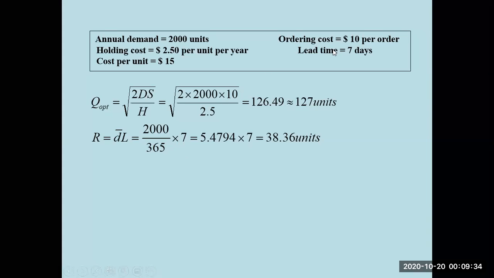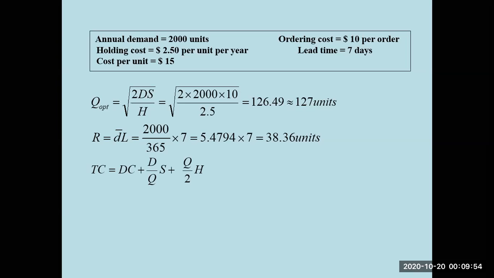And times lead time 7 equals 5.4794 times 7 equals 38.36. So round up, always round up: 39.